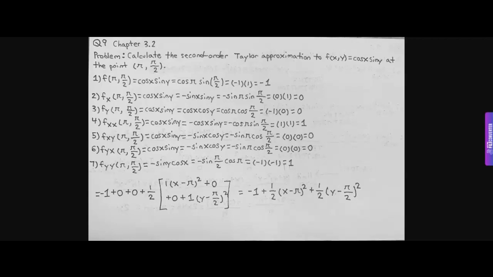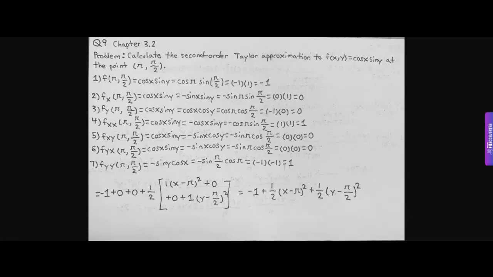And then my final calculation before plugging into the formula was f_yy, which gives us negative sine y times cosine x. I just put the y in the front this time so I could have that negative in the front. So I did negative sine pi over 2 times cosine pi, which gives us -1 times -1. A negative times a negative gives us +1.